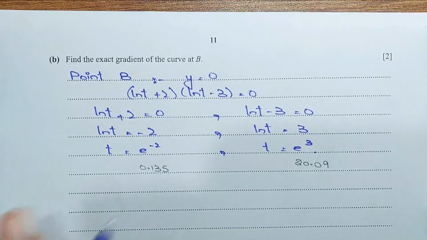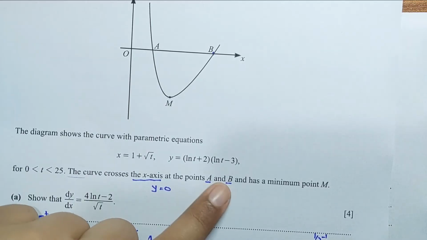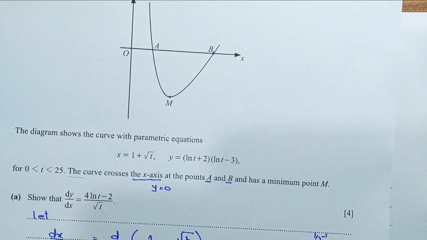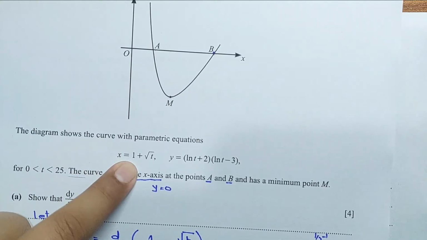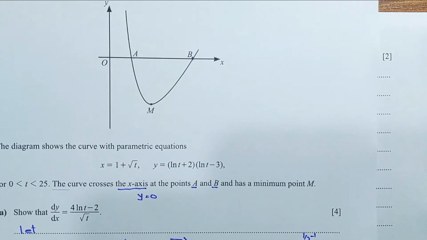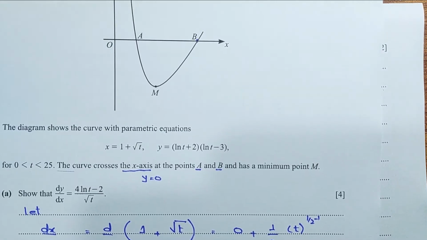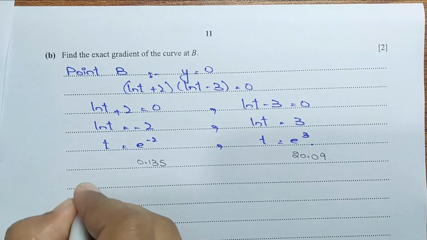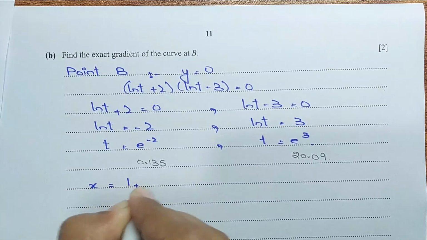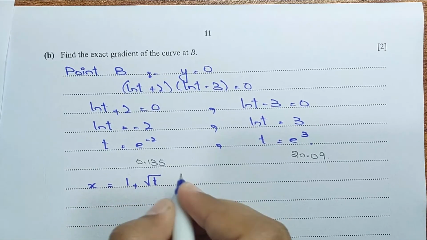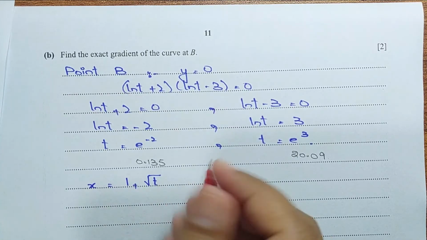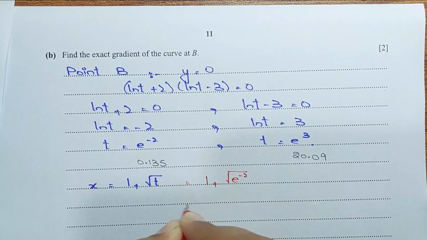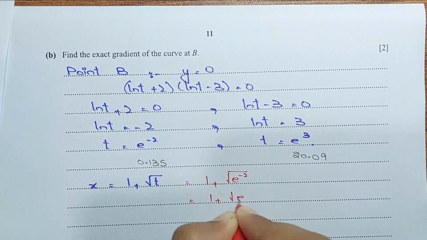Okay, so we have two t values. As you can see, for A and B, the y should be equal to 0. Let me plug the t separately into this x equation to get the value of x, and we can see which one we have to use for B. Okay, so x we have is 1 plus root of t, right? Let me plug this: 1 plus root e power minus 2 or 1 plus root e power 3.